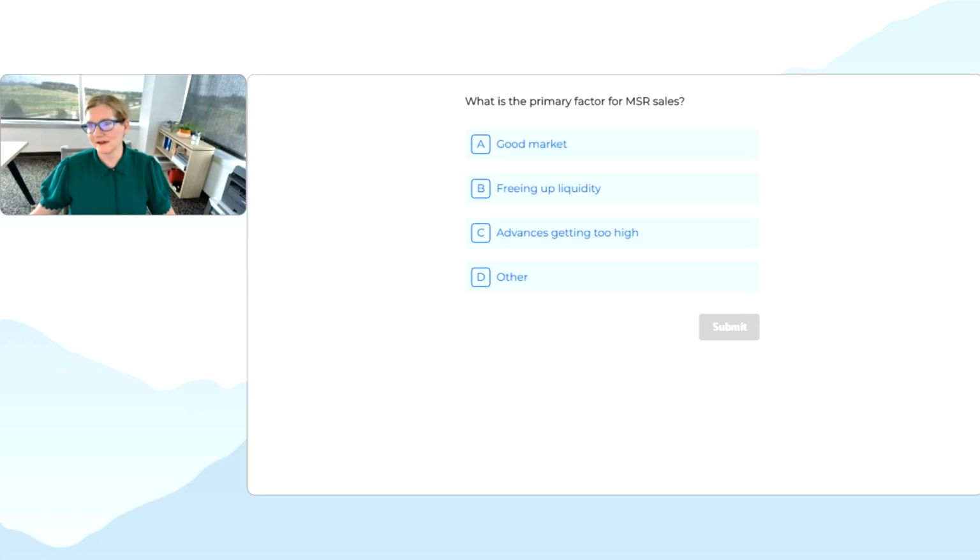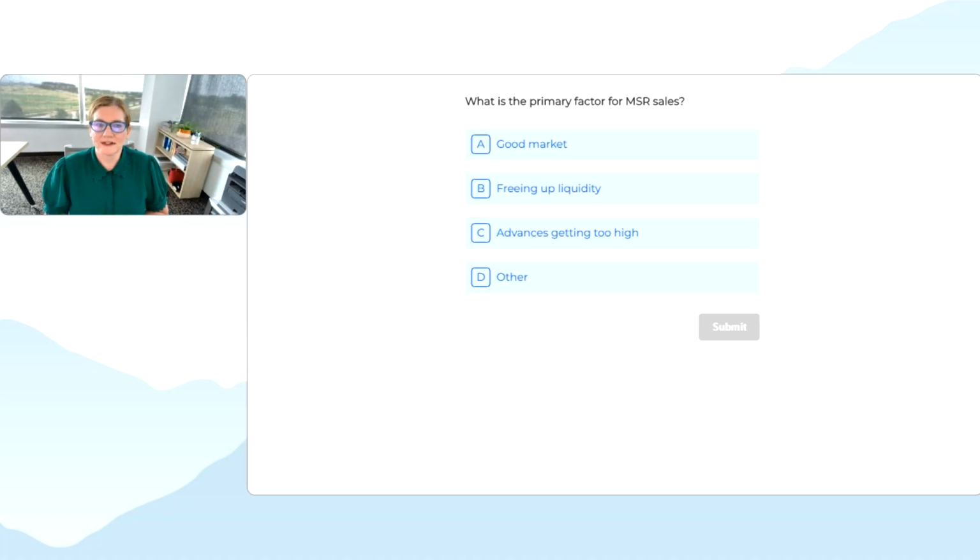Time for another poll question for those of us needing CPE. What is the primary factor for MSR sales? Good market, freeing up liquidity, advances maybe getting too high on some of your portfolio loans. I'll give everybody a minute to answer this question. We've seen a ton of sales, so I'm curious what Azad and Bill are thinking on this.